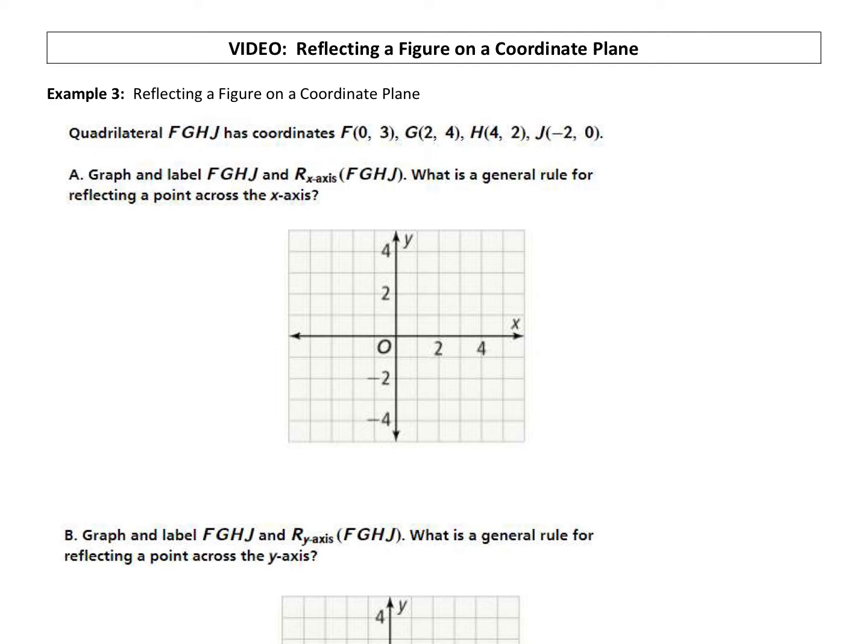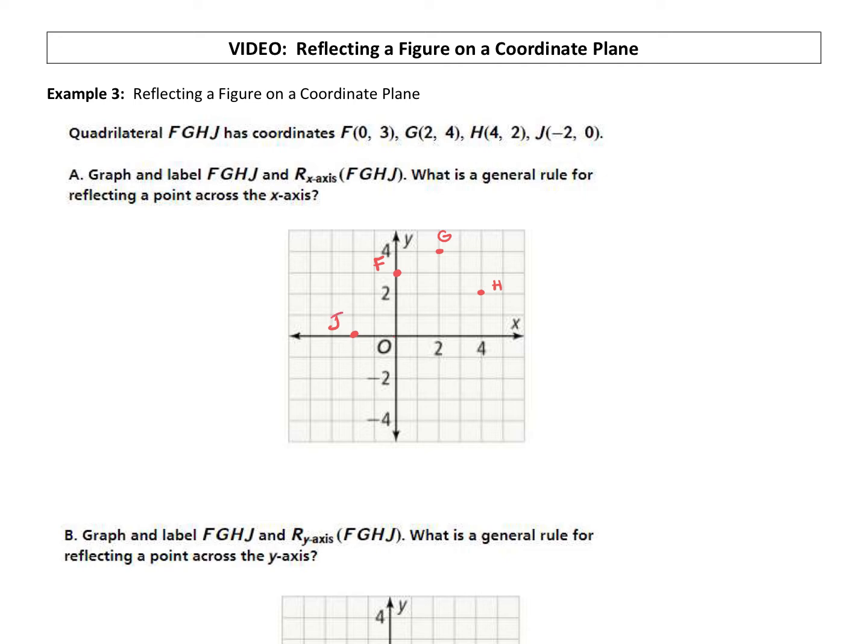So F is 0, 3. So you have a 0 for your X. You're going to go up 3. Plot your point, label it F, that's point F. G is the point 2, 4, so you go 2 to the right and up 4. We're going to plot and label point G. H is 4, 2, so to the right 4, up 2, we've got H. And then J is negative 2, 0, to the left 2 and 0 up or down, so you don't go up or down at all, and that is point J.